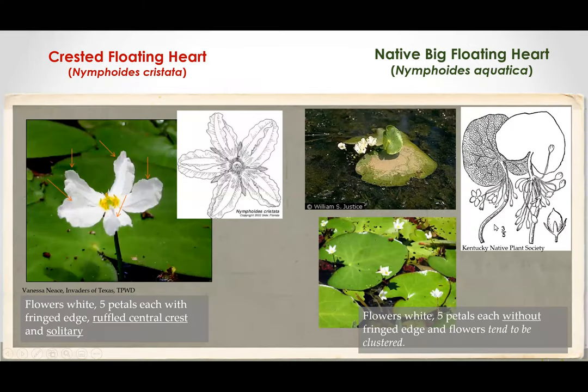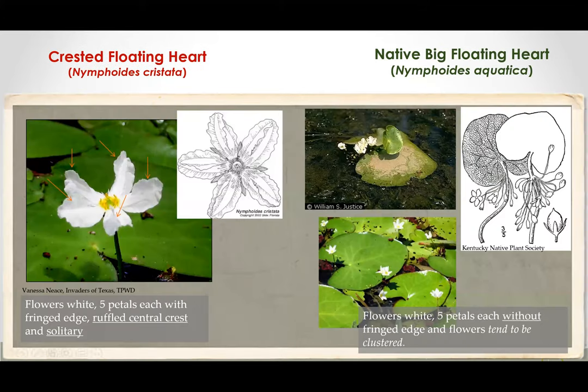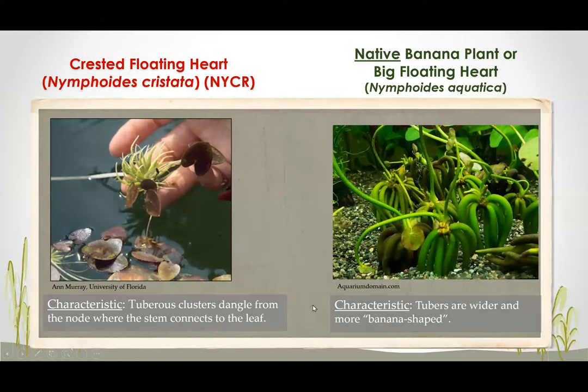So this is the same big floating heart, same native species, but it's also called a banana plant, but it's still Nymphoides aquatica. And it's called the banana plant because its tubers are wider and definitely look like plantains or bananas for sure. So they have the wider roots. So that can help you separate as well. If you're unsure, do I have the native big floating heart or the invasive? You can pull it up and see if its tubers look obviously banana, or are they more of a fingerling, not quite the same? That can help confirm it, and help you separate it between the two species.